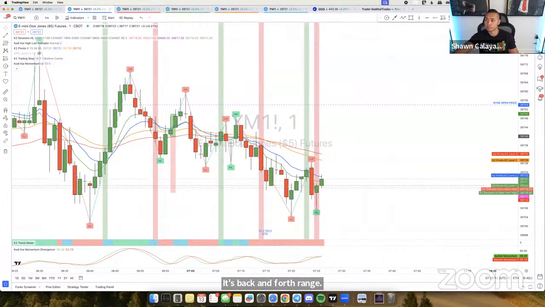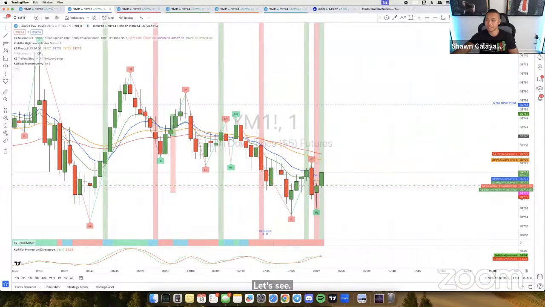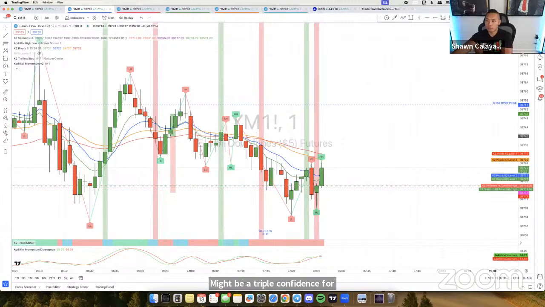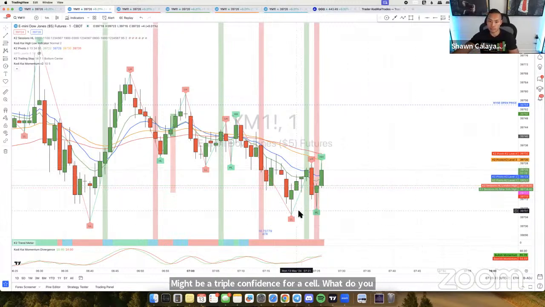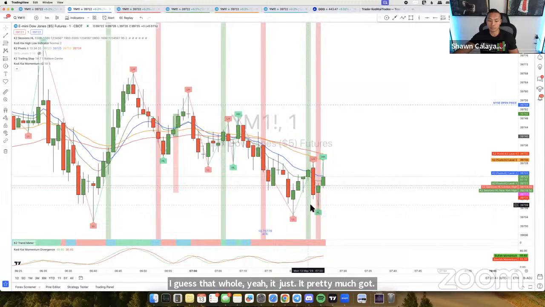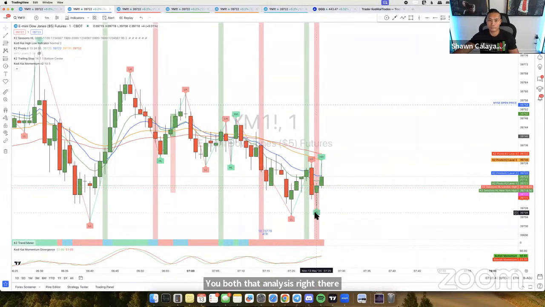Let's see. Next, it's still their sell signal right from us. Yeah, Medusa might get a push to liquidity below if price breaks below the support zone. Might be a triple confluence for a sell. What do you think, Sean? Price keeps coming down. It would have been solid if the sell signal would have come below this lower low, but I guess it pretty much got busted. You busted that analysis right there because it didn't come down low enough.